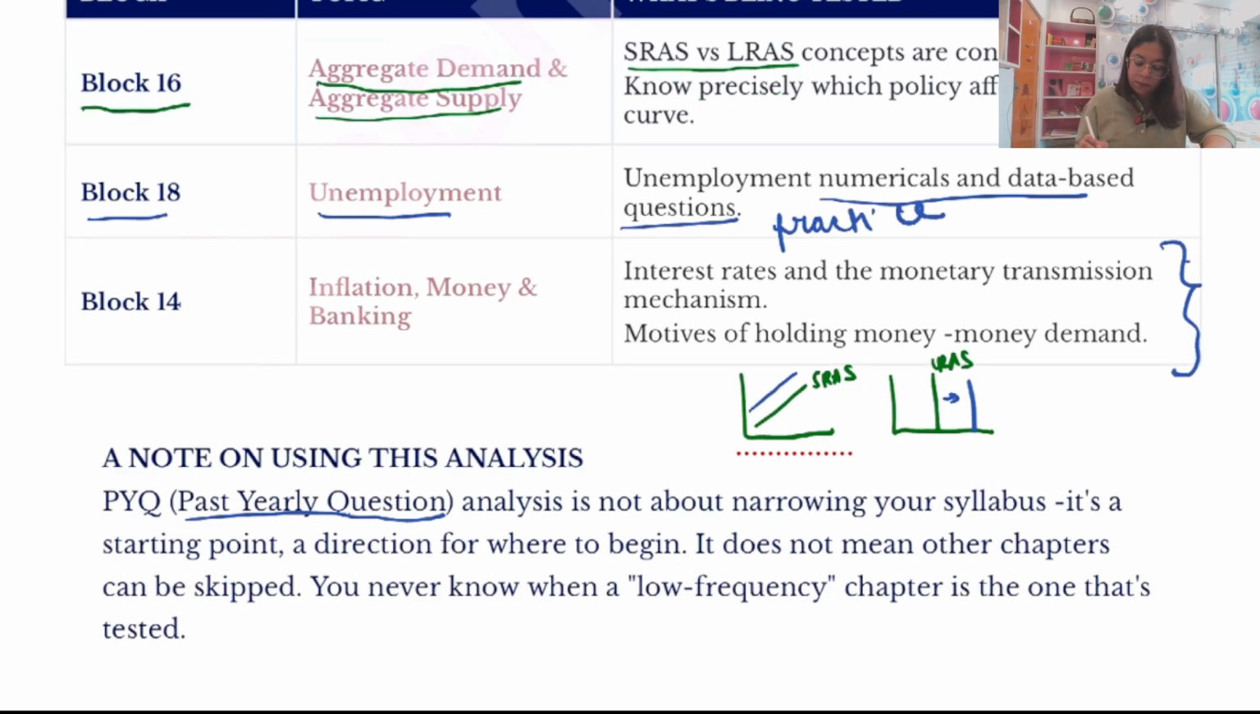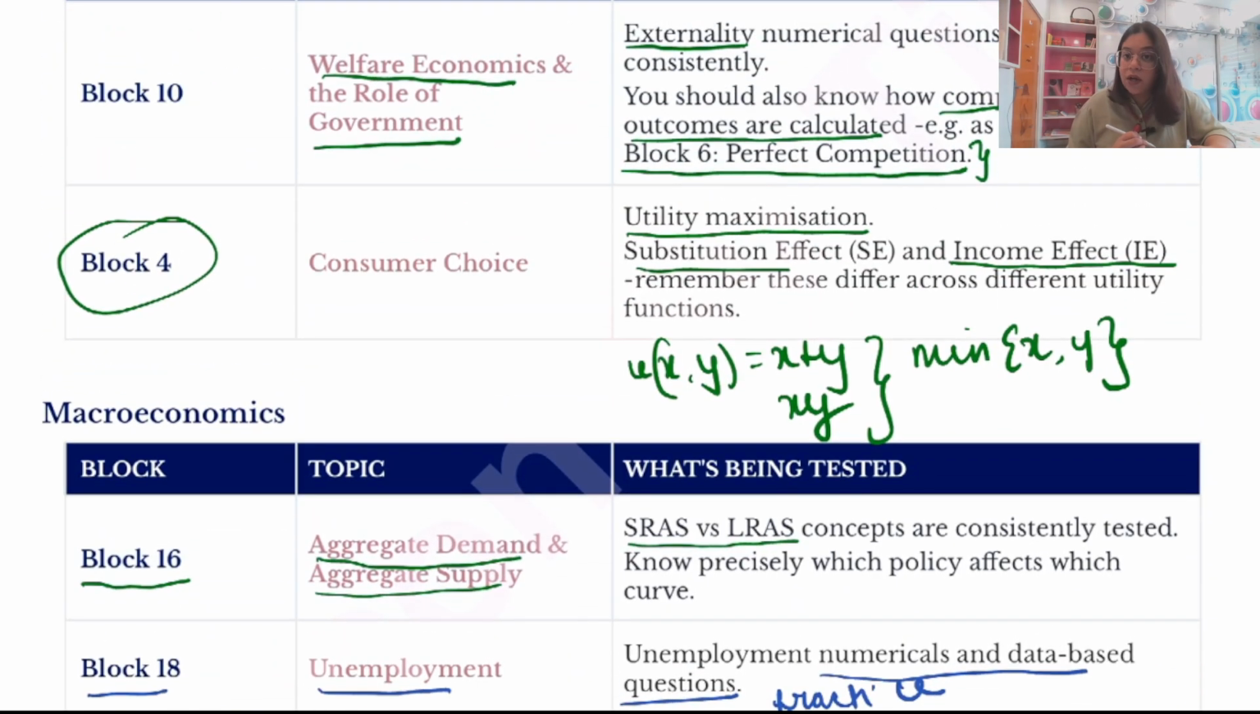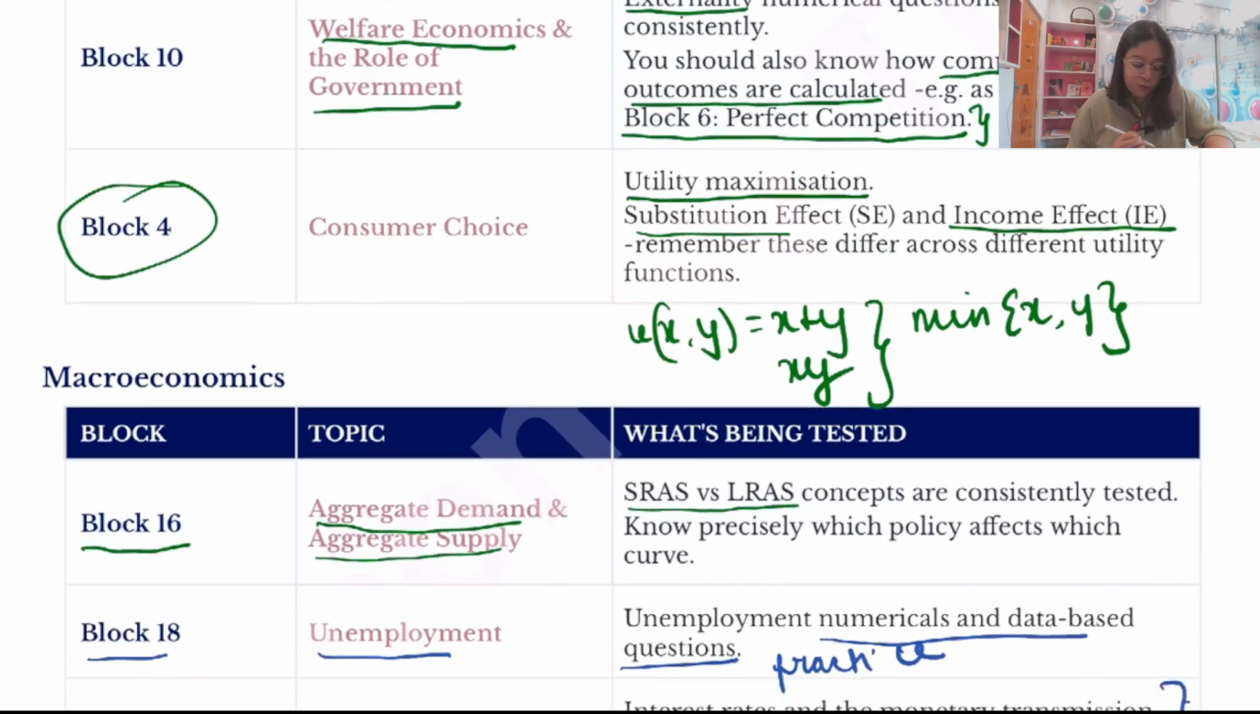So it does not mean that other chapters can be skipped. Even a low frequency chapter can be tested. It's not like your block, let's say 7 or 8, which is about monopoly, or block 9, which is about labor markets, can never come. So please use this analysis as a guiding light, not as the final script which you have to follow.